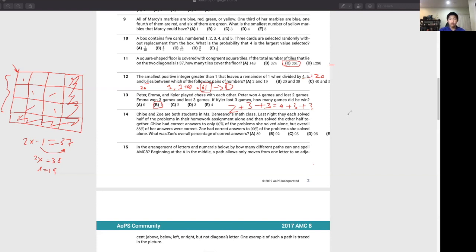So we're going to want to create a table for this question. Let's look at Chloe, Zoe, and then we'll go alone or together on top.